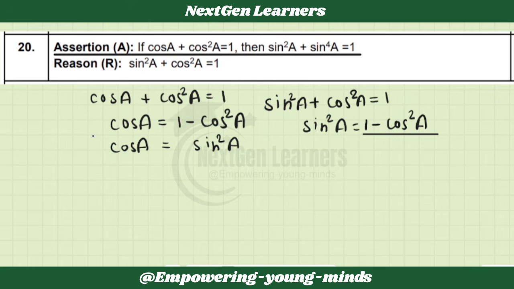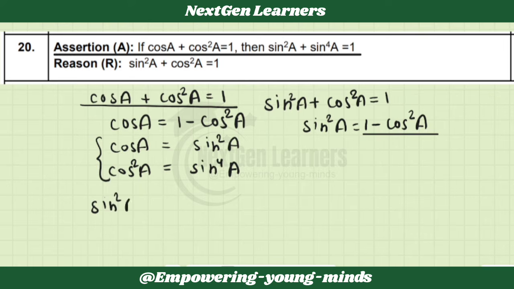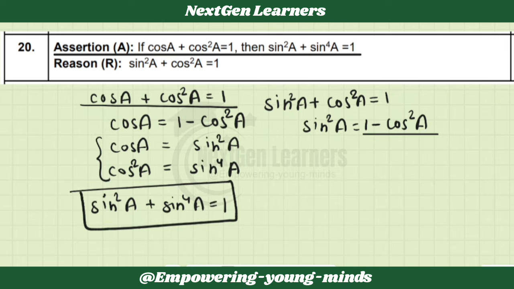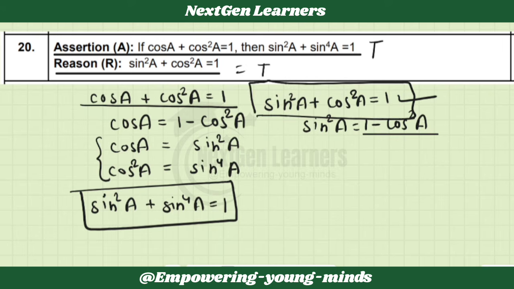And if I write cos square A, it will be written as sin power 4A. So if I put all these values in this equation, I'll get my equation as sin square A plus sin 4A is equal to 1. Hence, assertion is true. And the reason, this is simply a trigonometric formula. So we have used this formula here. So reason is also true, because by using this formula only we can get this.